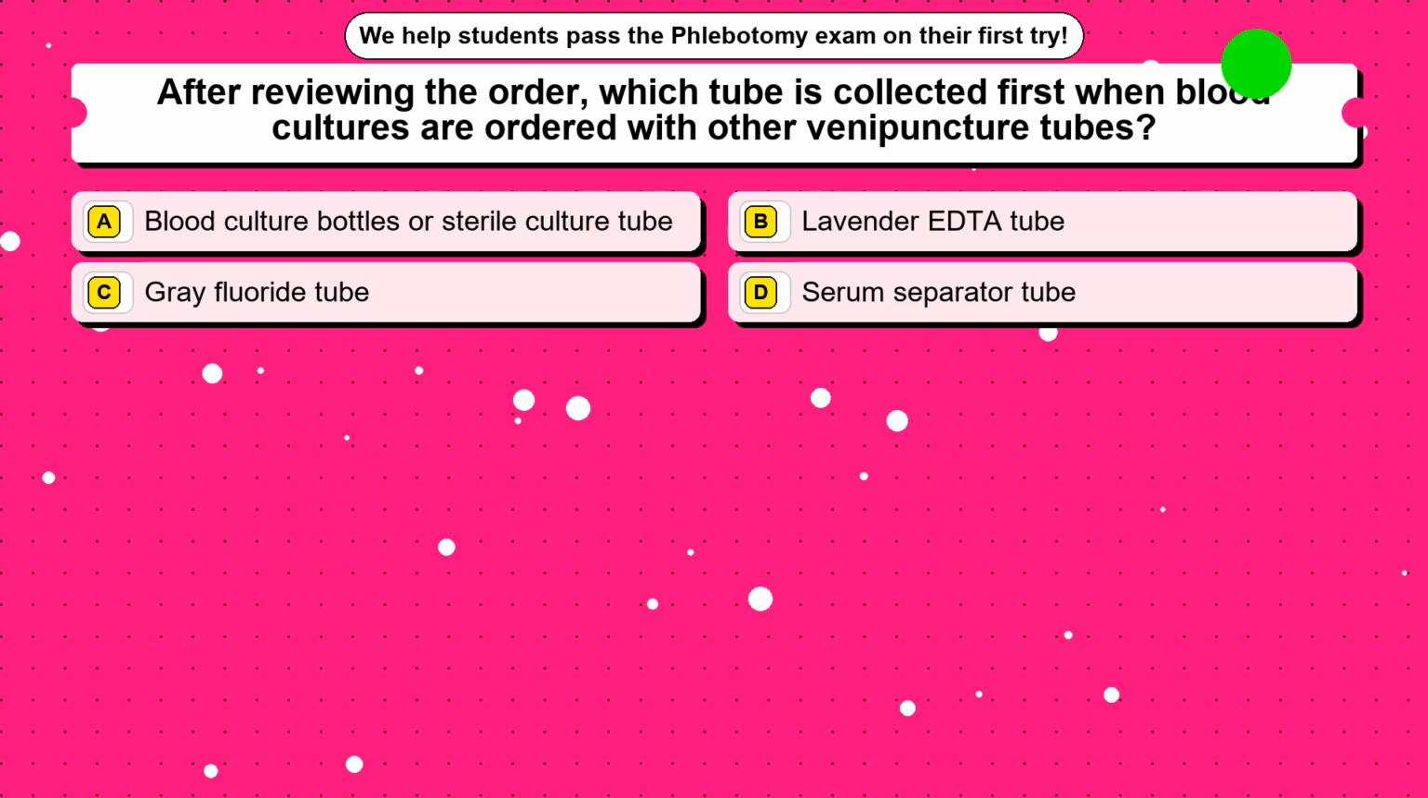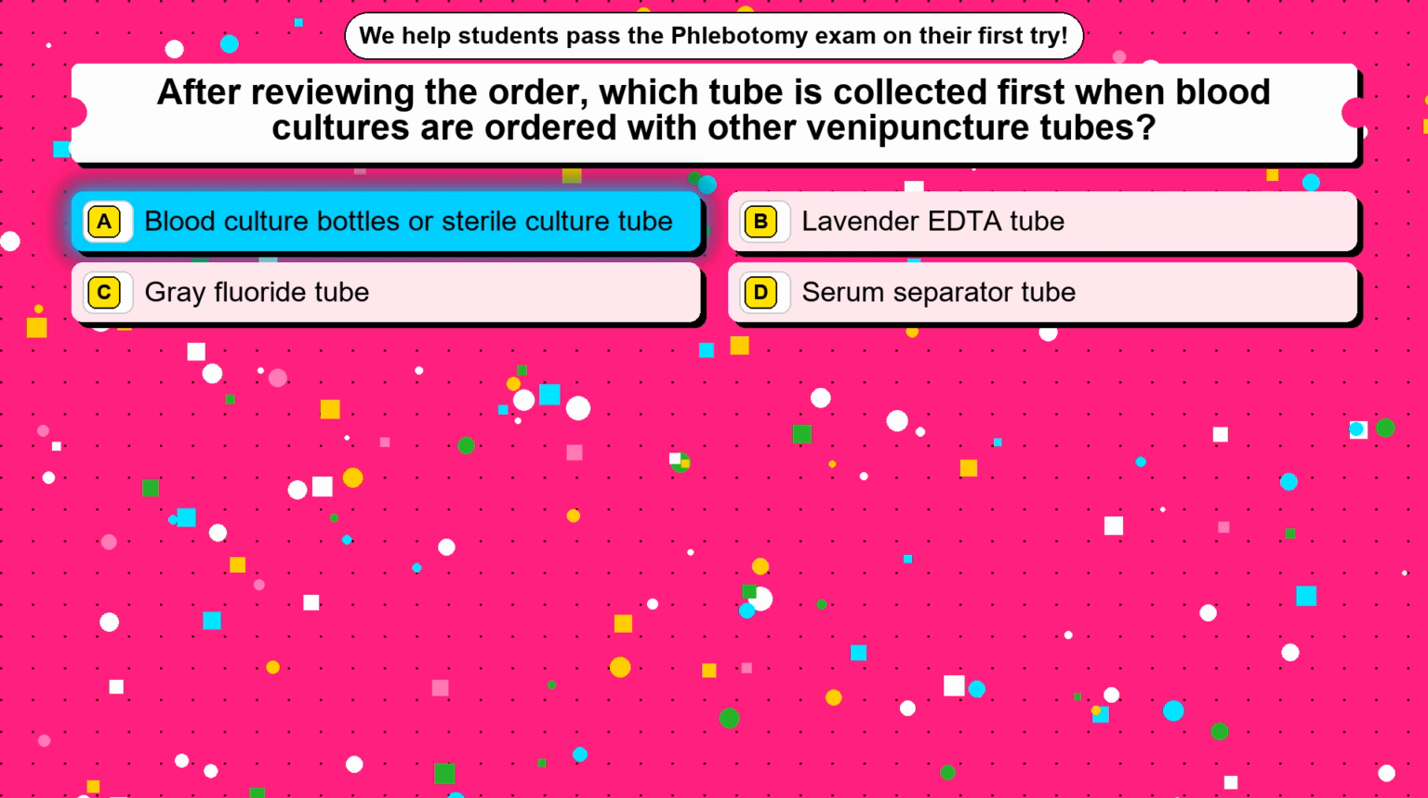Question 20. After reviewing the order, which tube is collected first when blood cultures are ordered with other venipuncture tubes? Option A. Blood culture bottles or sterile culture tube. Option B. Lavender EDTA tube. Option C. Gray fluoride tube. Option D. Serum separator tube.